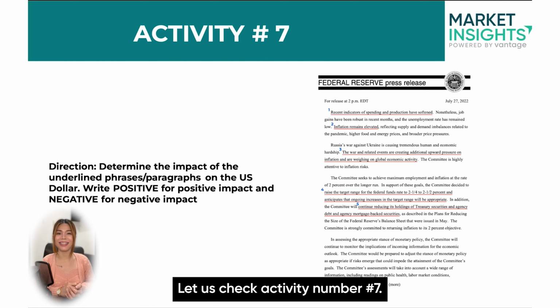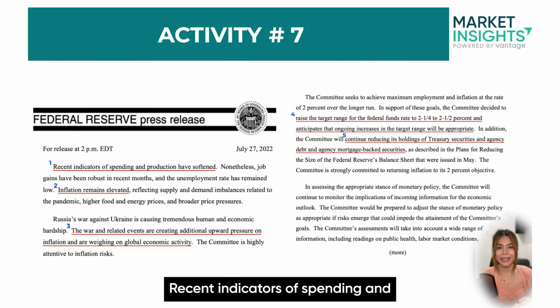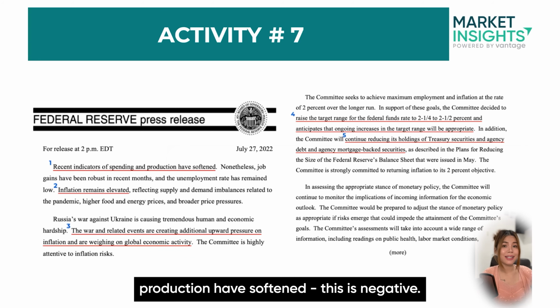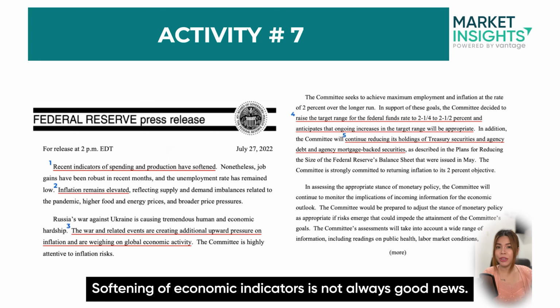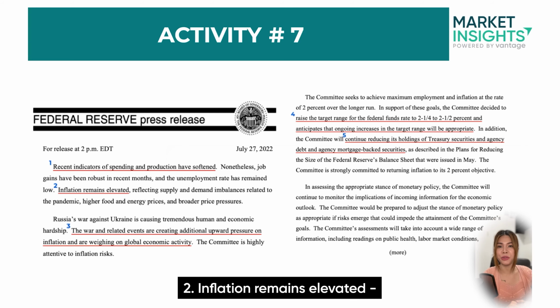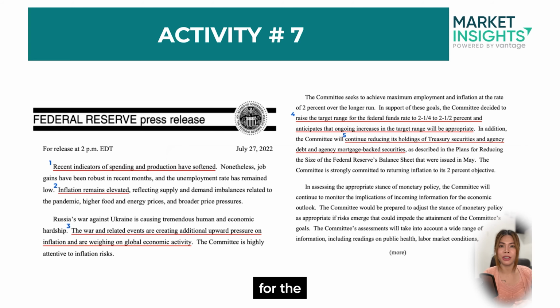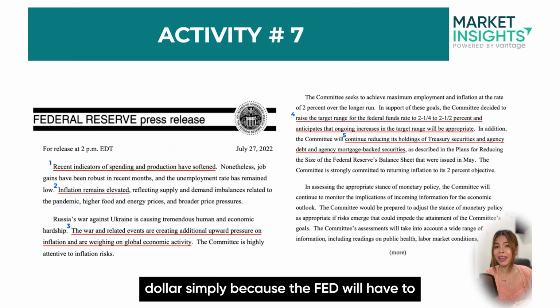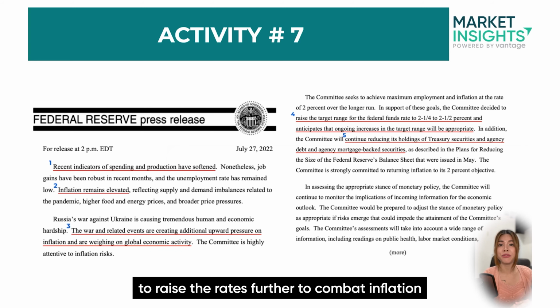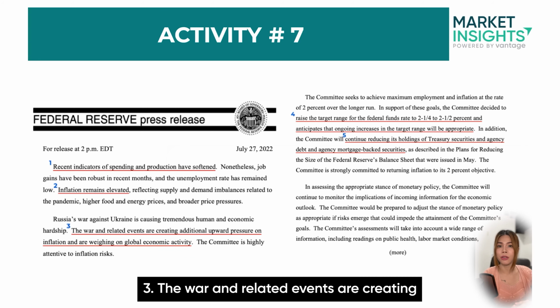Let us check activity number 7. Number 1. Recent indicators of spending and production have softened. This is negative. Softening of economic indicators is not always good news. Number 2. Inflation remains elevated. This is positive for the dollar simply because the Fed will have to raise the rates further to combat inflation. Number 3.